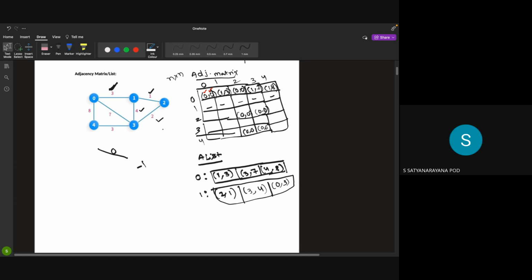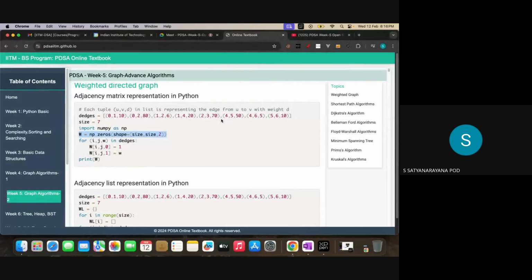Yes, sir. So the size of the matrix is size into size. The size is nothing but 7 vertices, because right now 0 to 6 vertices are there. If you check that particular D edges list, 0 to 6 is the maximum. Totally it is 7. So size into size is created, an n cross n matrix. Each cell contains a 2 tuple value, initially all zeros. Is it clear?